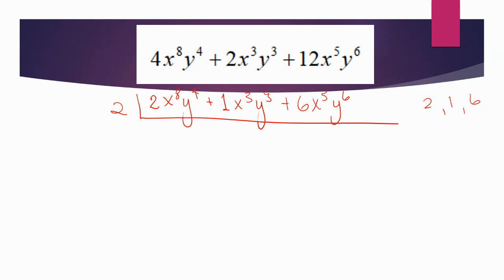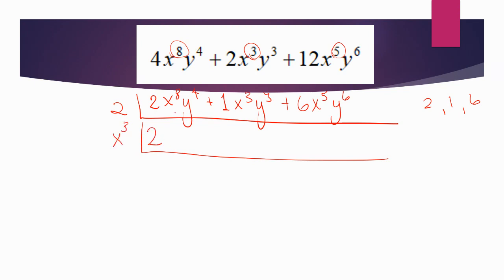2 and 1 are prime. So there's nothing else that can be divided by besides 2 and 1. Now, 6 can be divided by 2, but 1 cannot be divided by 2. All 3 of them have to have it in common, so there's nothing else that I can pull out. So we're going to move on down the line to our variables. I have x, and I have an 8, a 3, and a 5. What's the lowest exponent? 3, right? So I'm going to pull out x to the 3rd power.